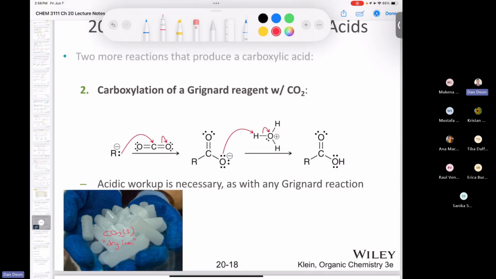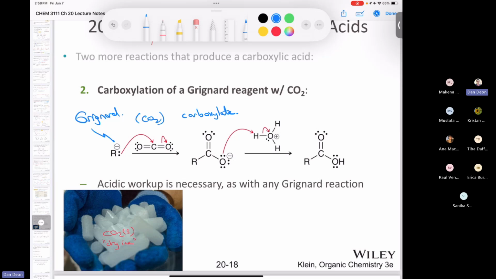So if you take a Grignard, okay, so this is a Grignard reagent right here. Remember that Grignards are good nucleophiles. So if you put it in the presence of CO2, that's what this is down here, you end up doing a nucleophilic attack and you form a carboxylate. Remember, this salt was called a carboxylate. And then you can protonate that with H3O plus.